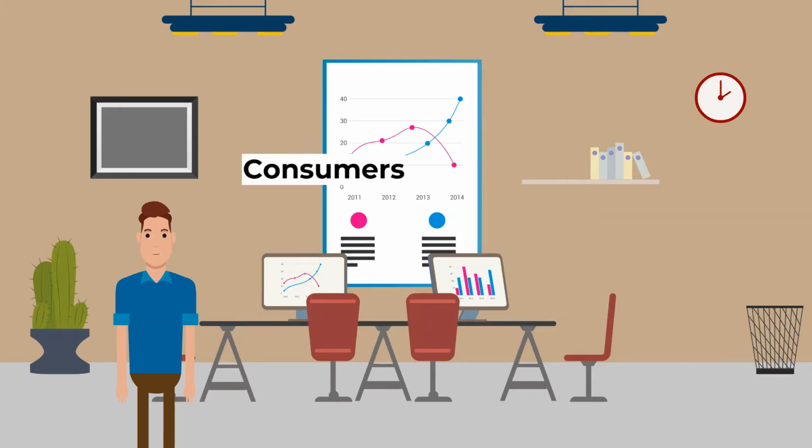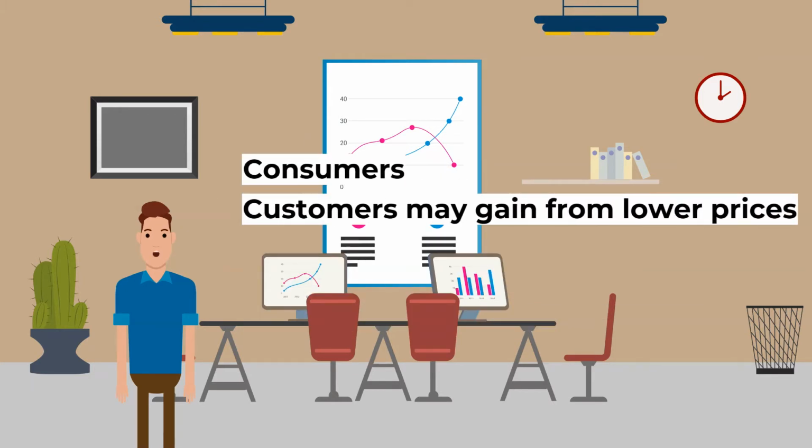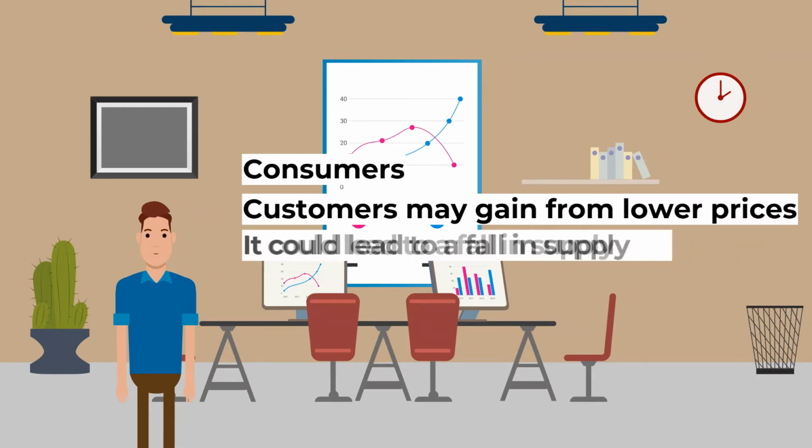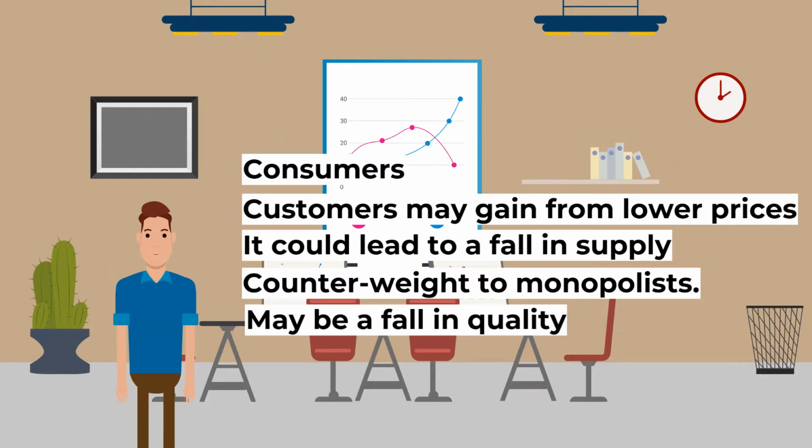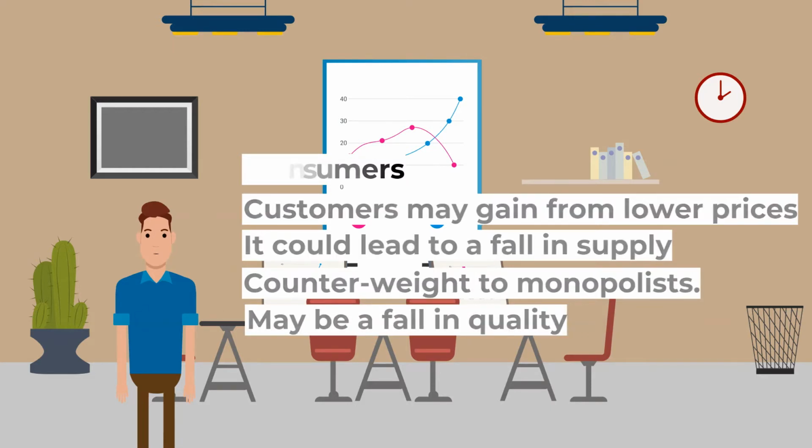Secondly, consumers. Customers may gain from lower prices as reduced costs are passed on. It could lead to a fall in supply, since the business buys fewer inputs. The extent to which supply to customers will fall will depend on the price elasticity of supply in the market of which the monopsonist is a buyer. If it is inelastic, there will be little fall in supply. They may act as a counterweight to monopolists. There may be a fall in quality as prices are driven down.